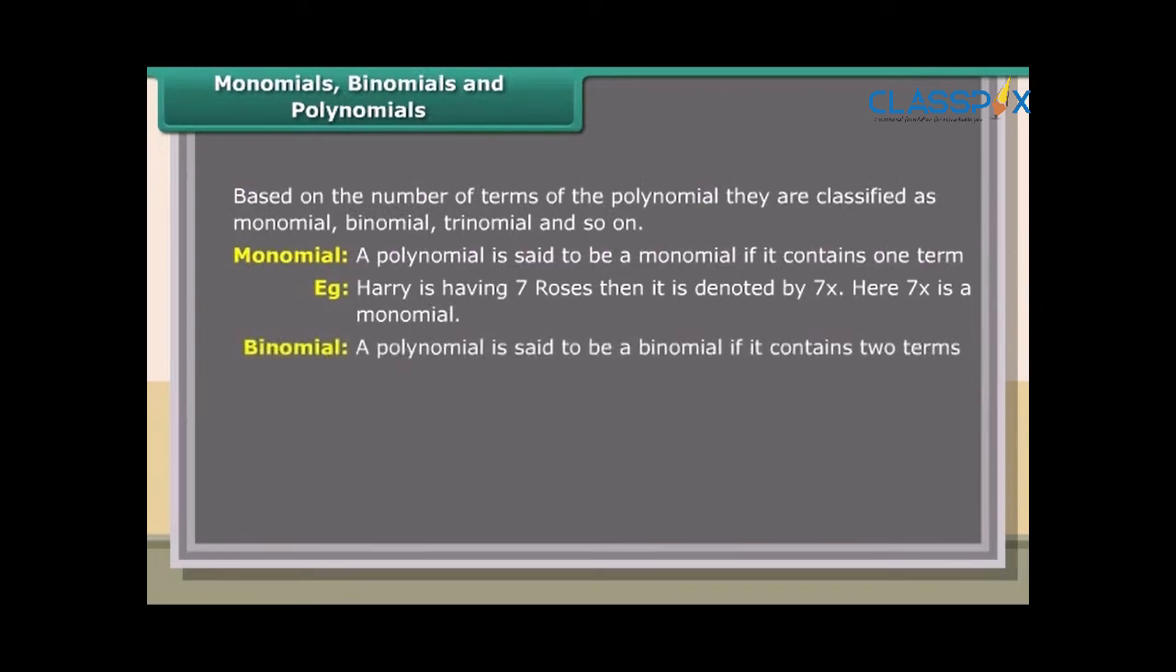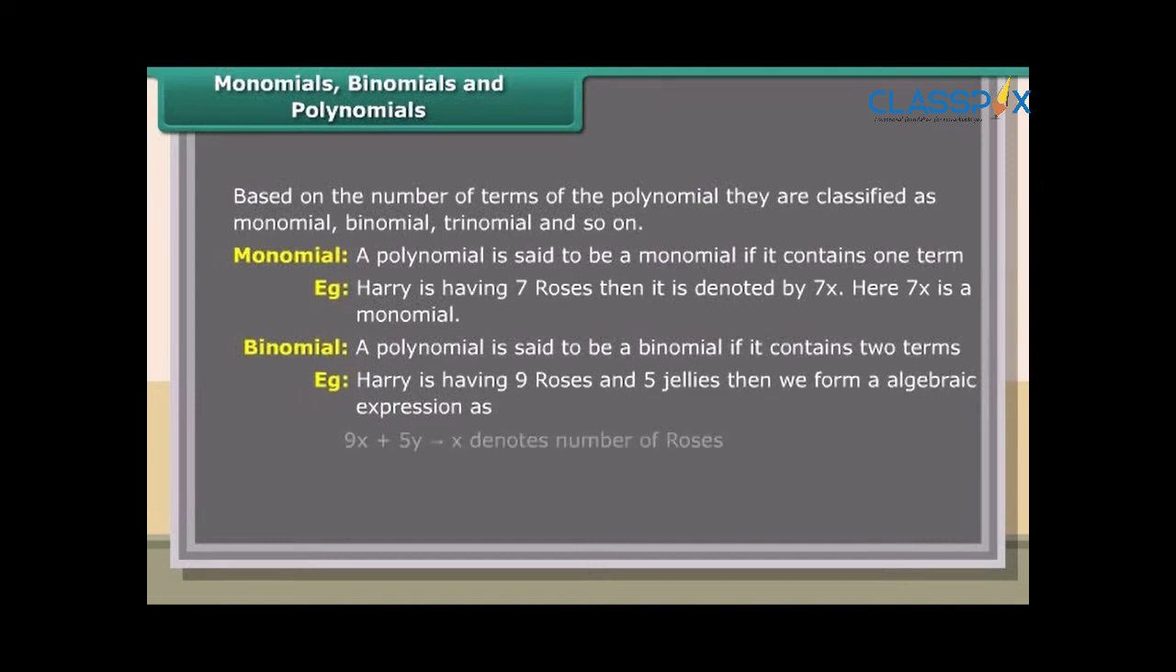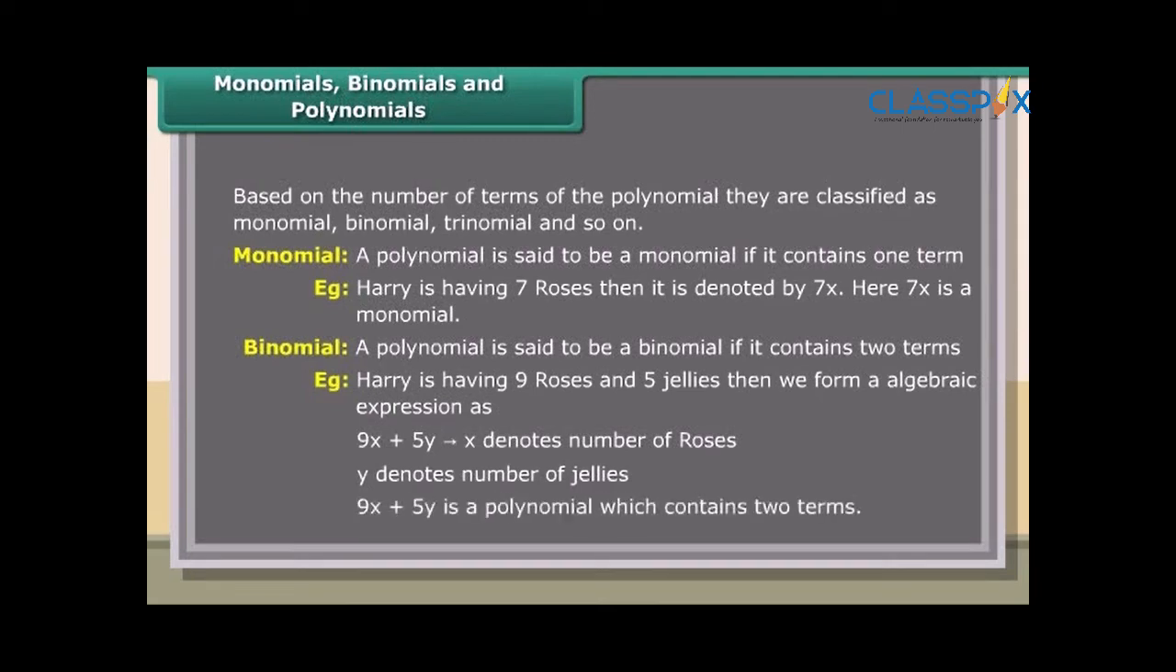Binomial: a polynomial is said to be a binomial if it contains two terms. Example: Harry is having 9 roses and 5 jellies. Then we form an algebraic expression as 9x plus 5y. x denotes the number of roses, y denotes the number of jellies. 9x plus 5y is a polynomial which contains two terms.